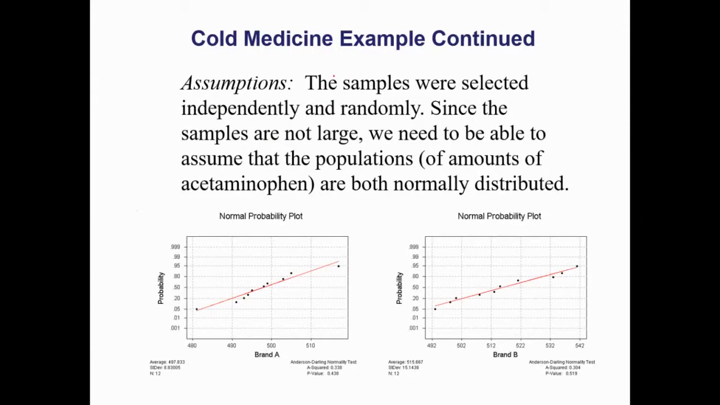If I were grading a problem, what I would look for on the AP is for you to say this first part: the samples are randomly selected and independent. So this part I need. And then you could go on to say, since they're not large, we need to check for normality. But you don't need to do the normal probability plots.